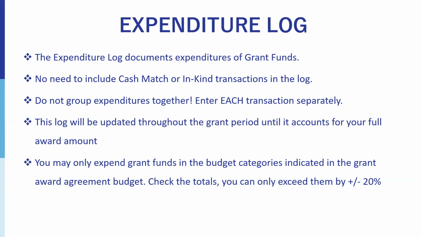Please double-check your contract details to see what budget categories contain grant funds. If you put them in the wrong categories, we will have to return the expenditure log and it will delay your payment approval. You will be updating the same expenditure log during the entire grant period. Therefore, as you add expenditures, please check the total amount for each budget category. You can exceed or come short of the total for each budget category by 20% plus or minus, but no more. Again, we will have to return the expenditure log in that case.